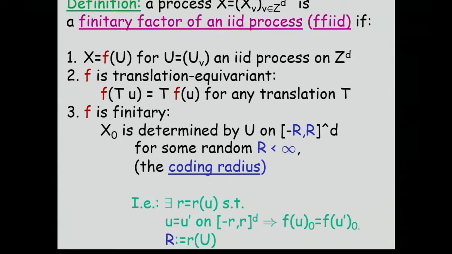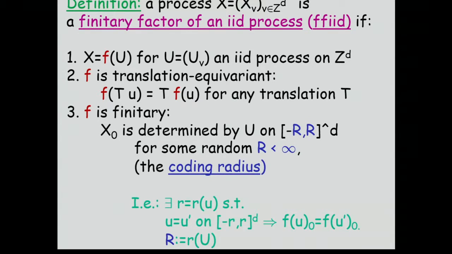And finally, the most interesting part, I want the map to be finitary. So what does that mean? It means if you want to know the color at the origin, say X_0, then it's kind of like a stopping time.